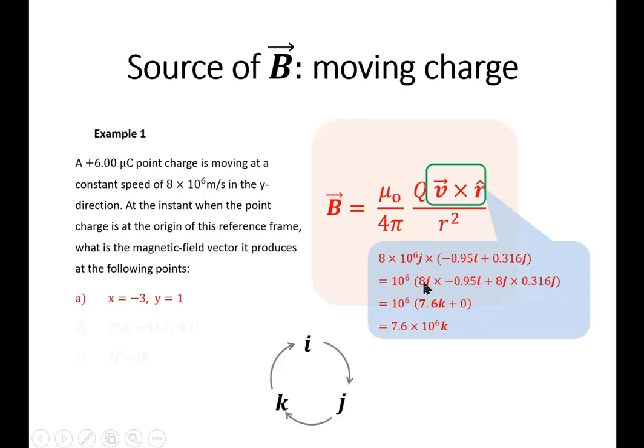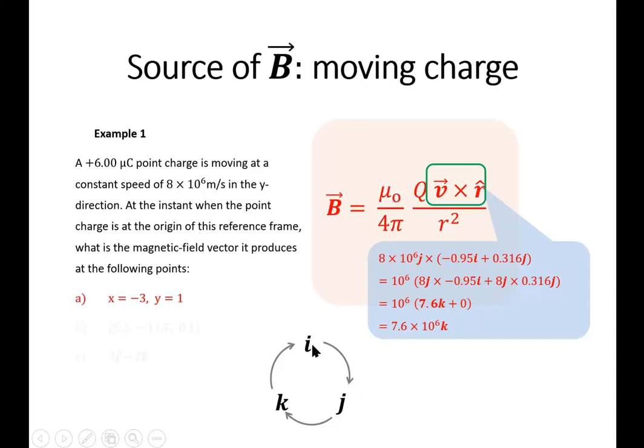We multiply the magnitude 8 times negative 0.95 and get 7.6. And we cross the unit vectors. That's J cross I gives us negative K. This should be negative. And that negative will also cancel out this negative here. And we get positive 7.6 K.